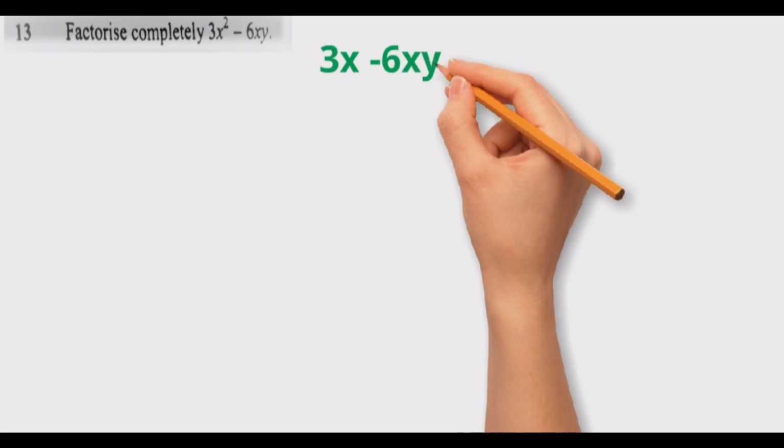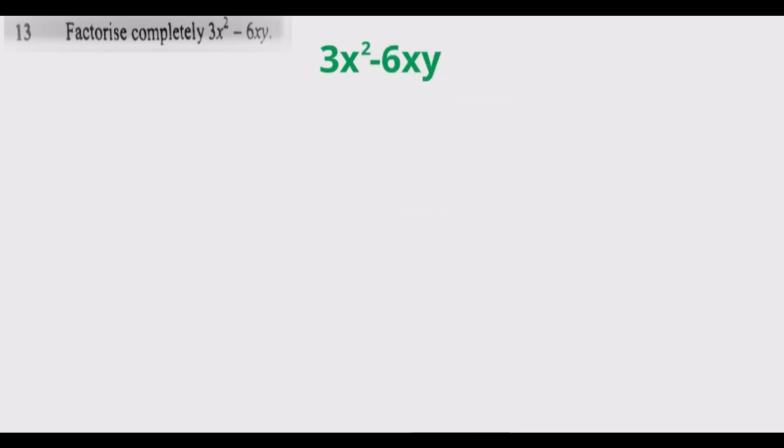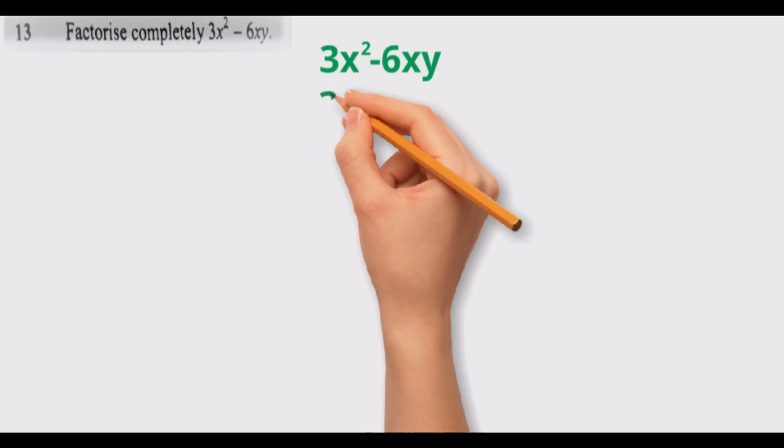Question 13 is, factorize completely 3x squared minus 6xy. So we are going to say, which number can go into 3 and 6? It is 3.